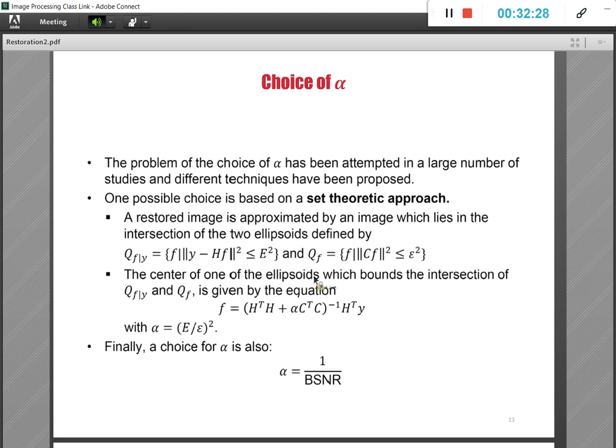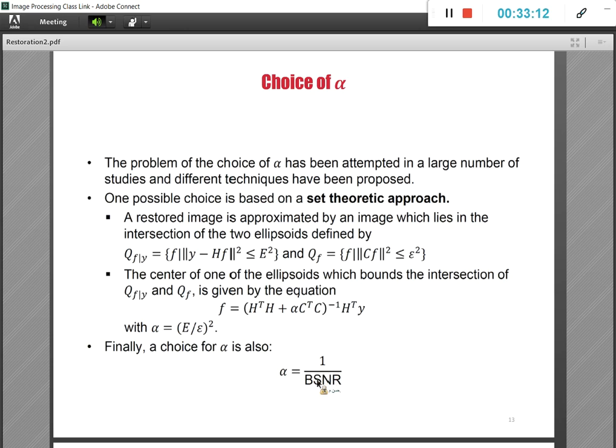The center of one of the ellipsoids, which bounds the intersection of Q_F|Y and Q_F itself, is given by this equation: F is (H transpose H plus alpha C transpose C) inverse H transpose Y. And here, what is alpha? Alpha is E over epsilon, squared, which is a good choice. Finally, a choice of alpha is also 1 over BSNR.